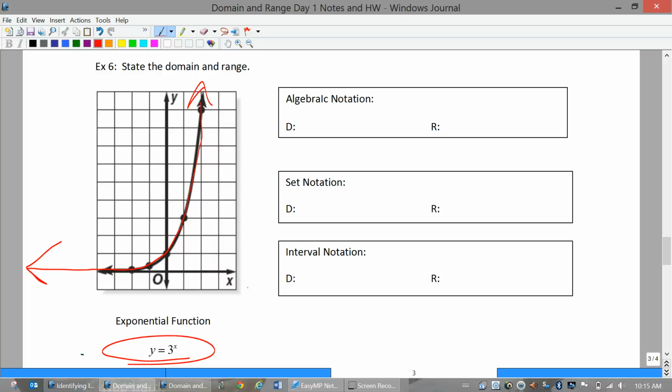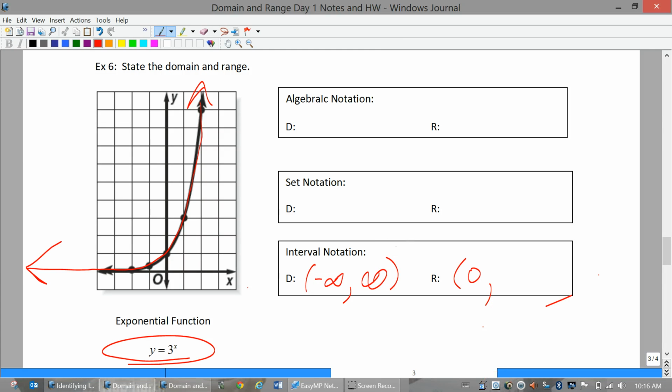Interval notation. The furthest to the left this picture goes is forever. Furthest to the right, forever. It creeps slowly, but it still is going. Range, furthest down is actually 0, but it doesn't ever get to 0. It just gets really close. So it's a parenthesis, which says it's getting just close.